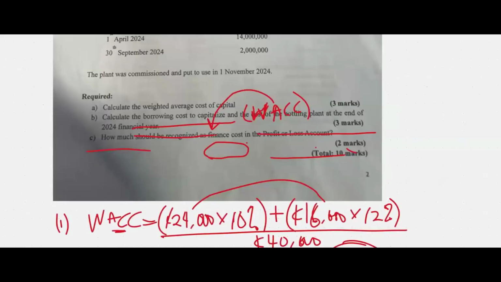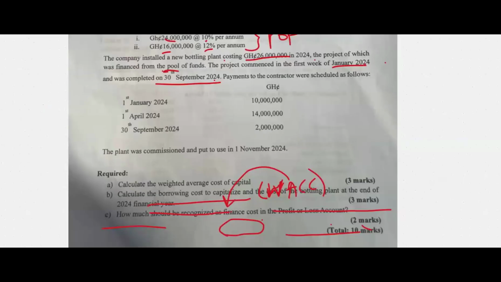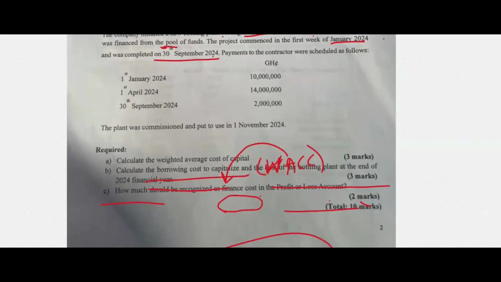All right, let's continue. The next question says, calculate the borrowing cost to capitalize. Calculate the borrowing cost to capitalize, and the cost of the bottling plant at the end of 2024.